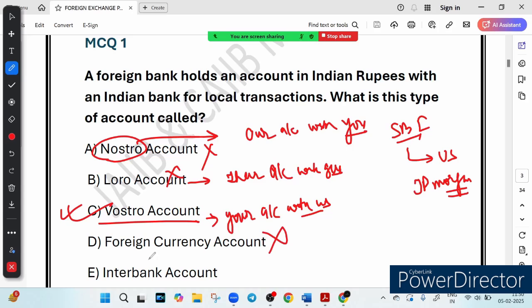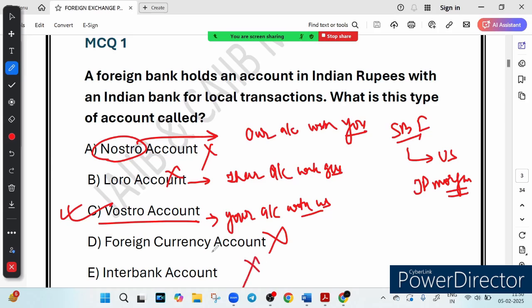Option E says interbank account. You know that interbank accounts are used for settlement between two banks, either domestically or internationally. They are not specifically Vostro or Nostro accounts. For example, when ICICI and HDFC Bank transfer funds between each other, they use an interbank account. So that is why E is also incorrect, right? So what is the correct answer?